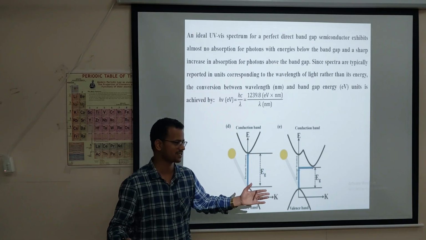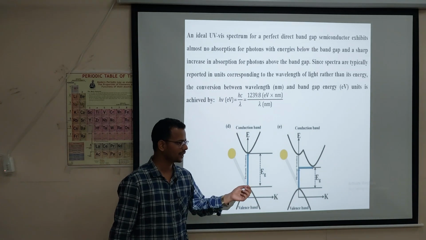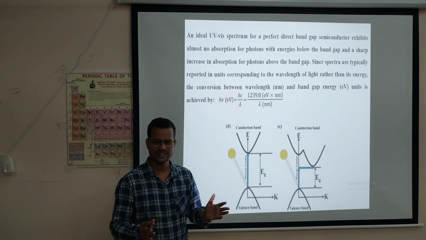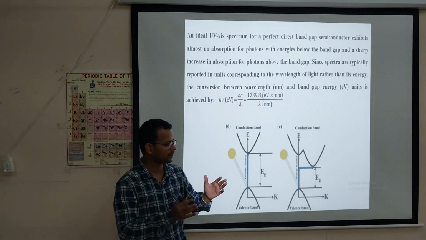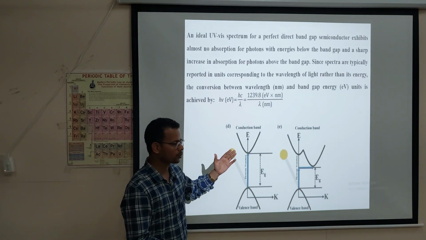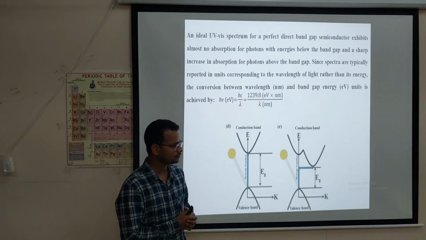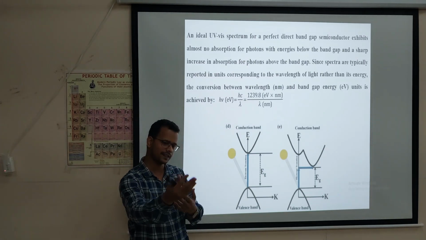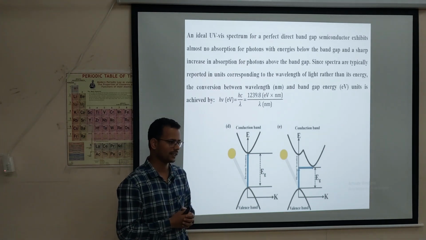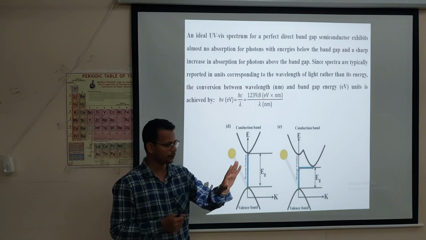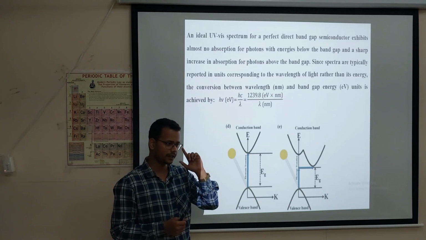vast thing in physics. It is not a small thing. It is a very vast thing. In physics, it is a very vast thing. There is a very long calculation to know. We can get that from the calculation, whether direct or indirect. Okay. So one thing you keep in mind, in direct band gap, is a very important question.